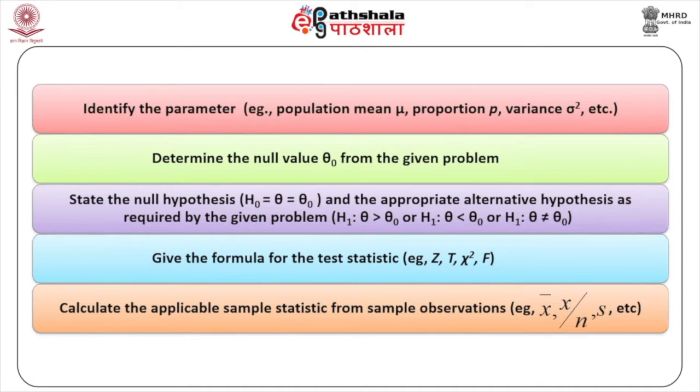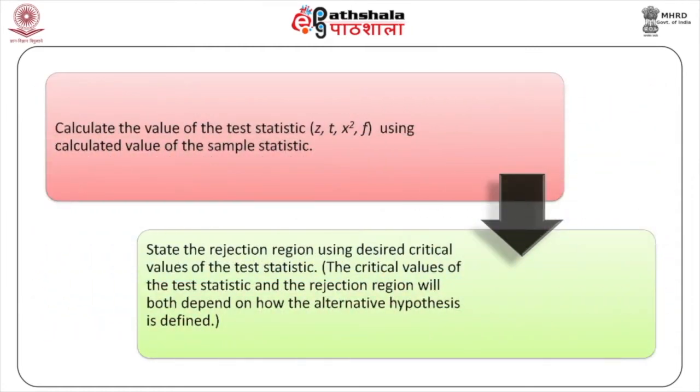Fourth, give the formula for the test statistic. These can be z-test, t-test, chi-square test, f-test. Fifth, calculate the applicable sample statistic phi hat from sample observations. For example, x bar, x by n, s square, etc. Sixth, calculate the value of the test statistic z, t, chi-square, f using the calculated value of the sample statistic. Seventh, state the rejection region using desired critical values of the test statistic.